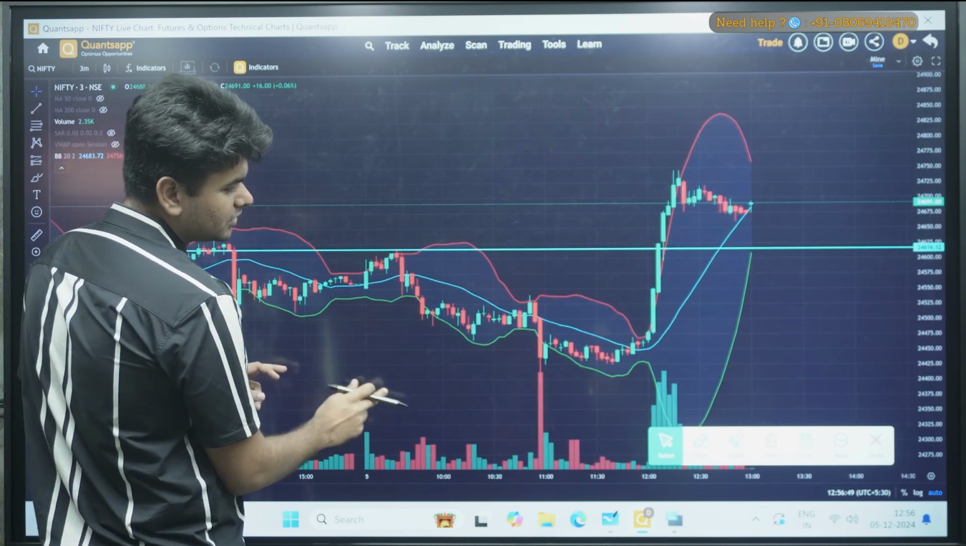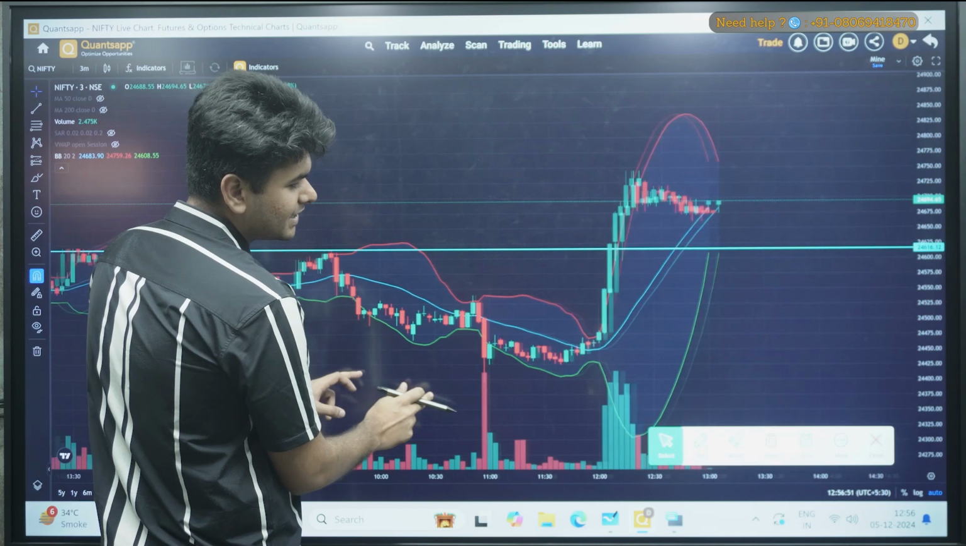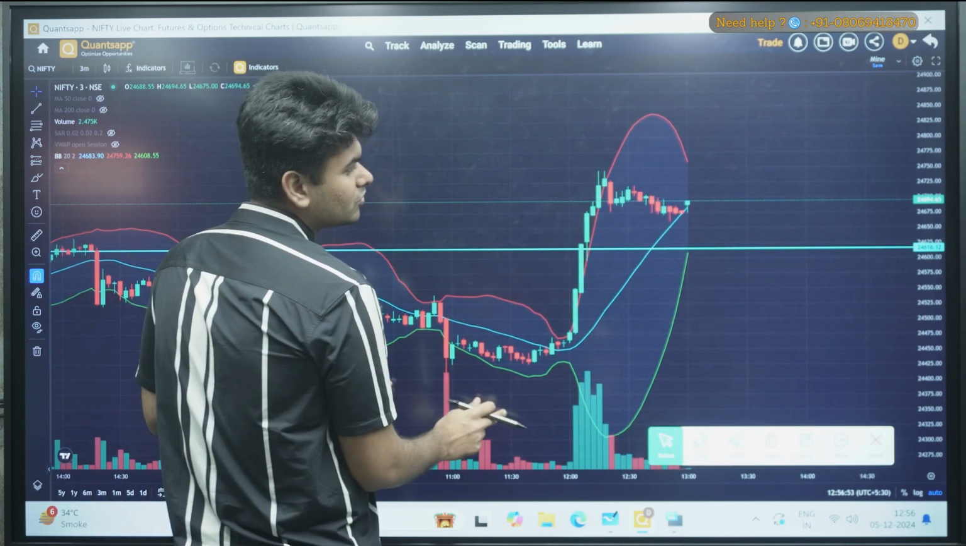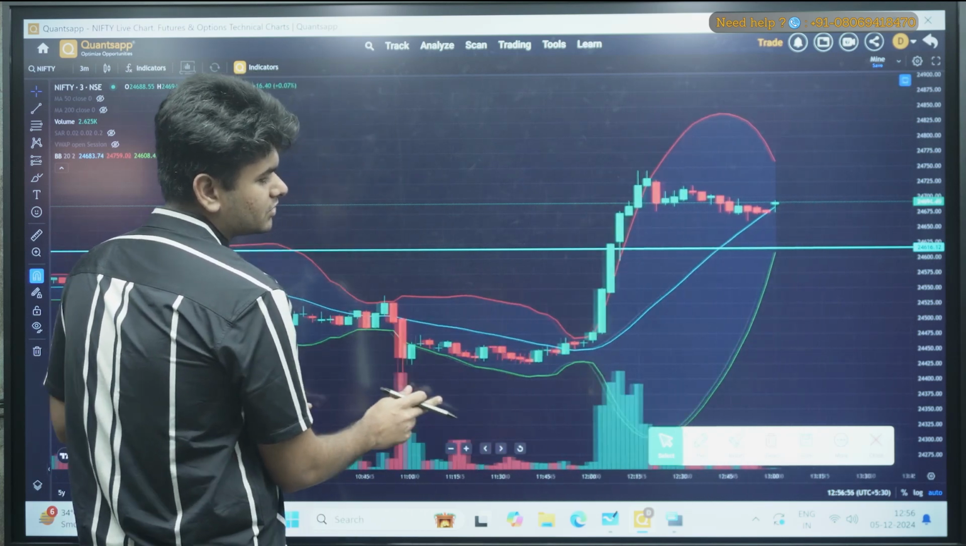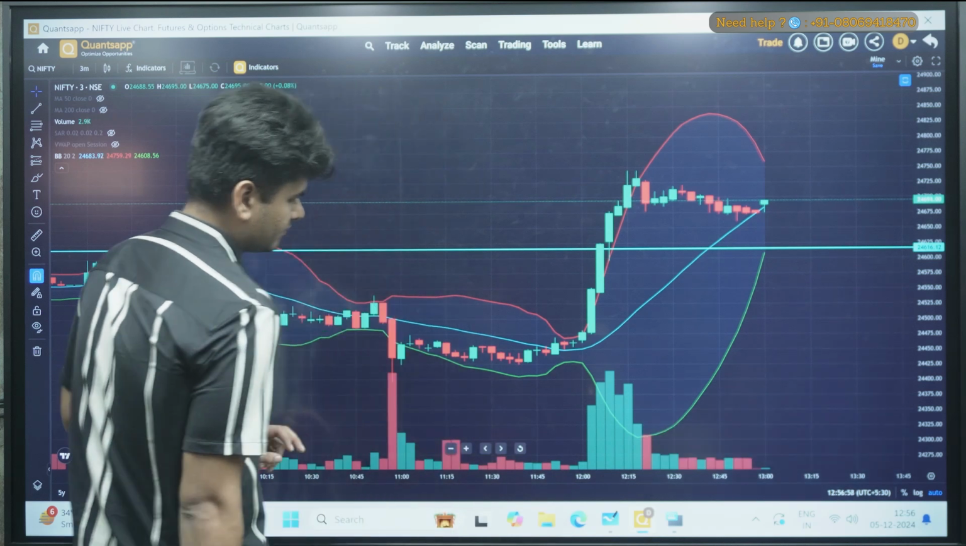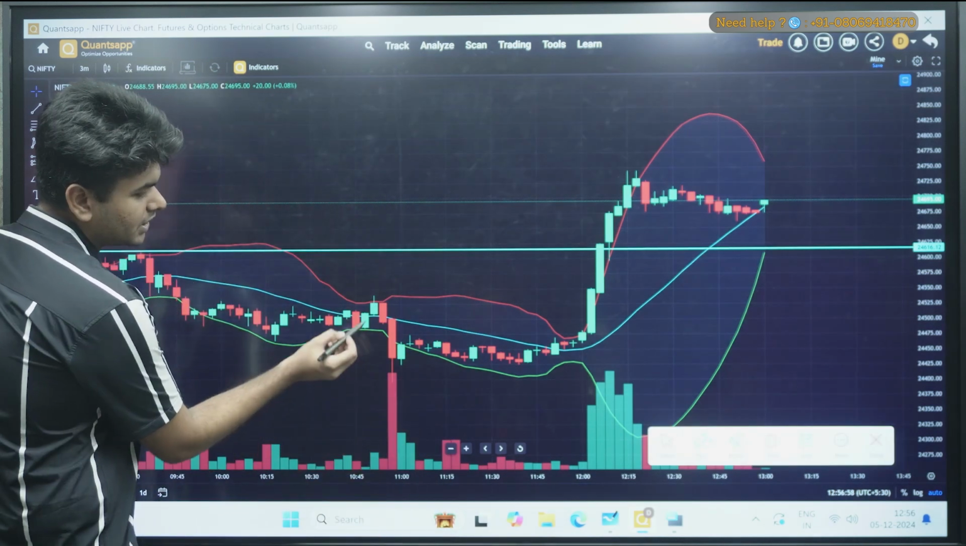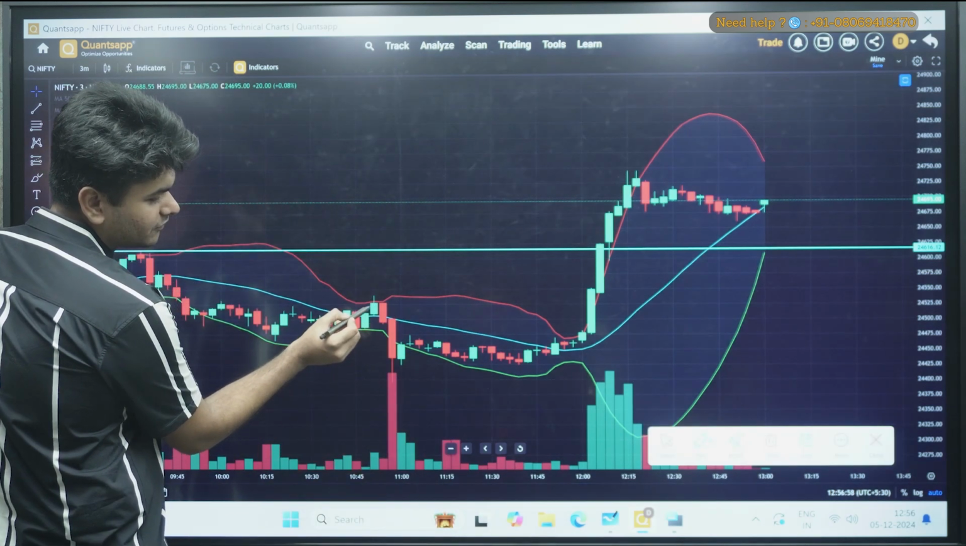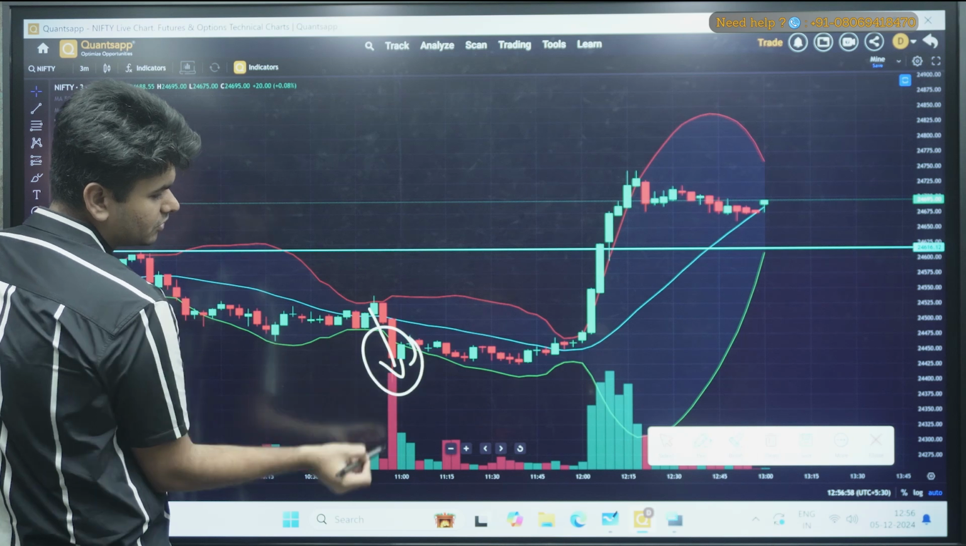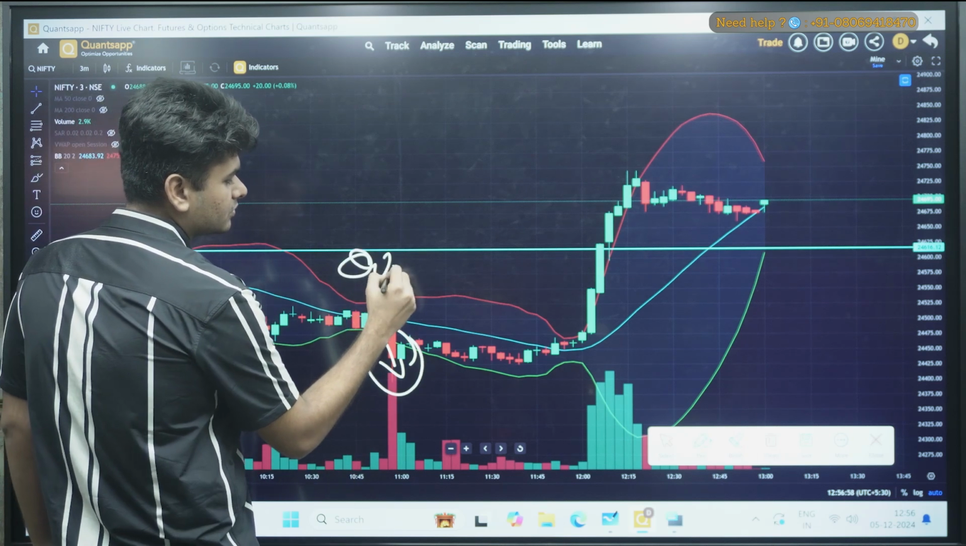So when you see here, as I said, now the support zone is broken. Okay, just a second. So as you can see here, what has happened is that we are in an oversold zone here. Okay, so we are in an oversold zone.